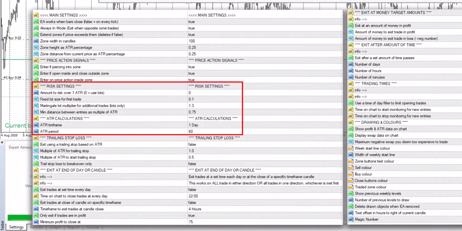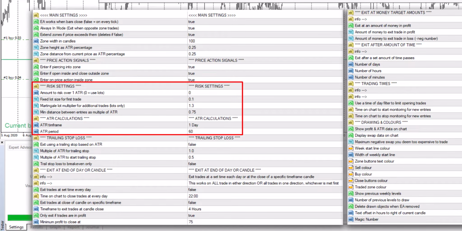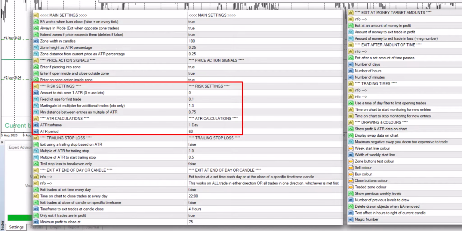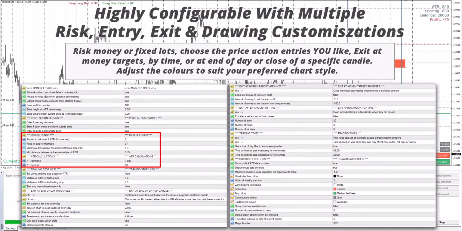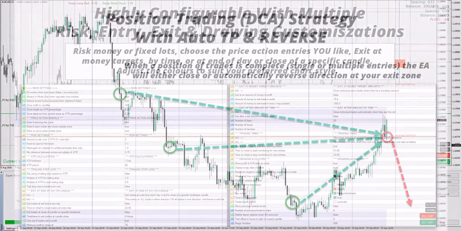You can choose to risk a fixed lot or an amount of money, with lot size being calculated over an ATR period of your choosing. There is also the option to use lot scaling on additional trades in a position if you wish.